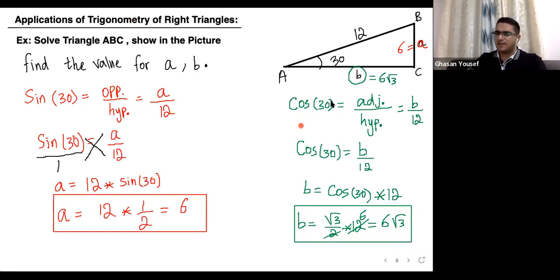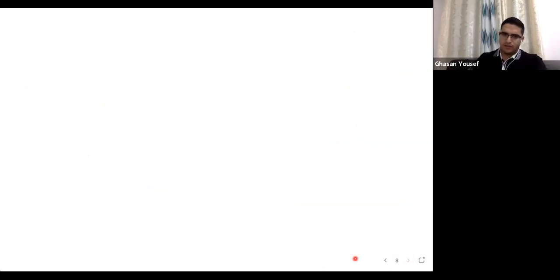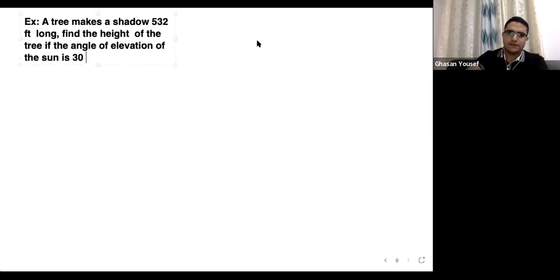It's not necessary to use the cosine. If you would like to use the Pythagorean theorem, it is fine. It will help you to find the answer. Another example, and this example is very important, and you have to focus on an example like this.